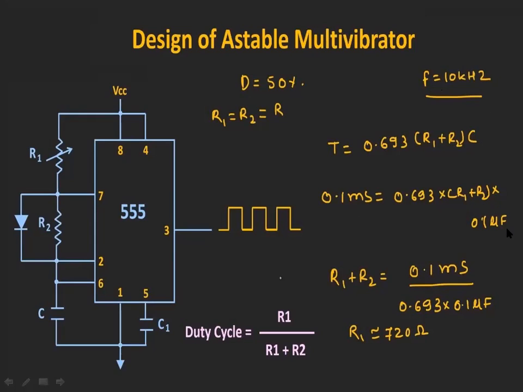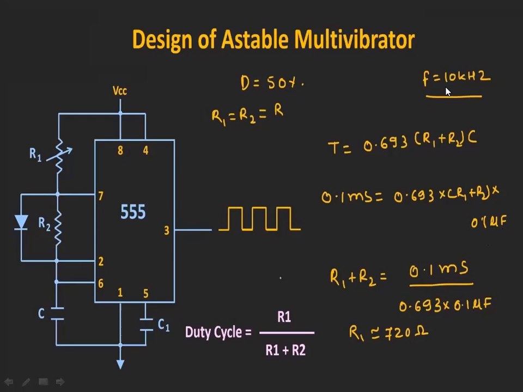We are assuming the C value as 0.1 microfarad, and then we are going to find the R1 value. So R1 plus R2 is equal to 0.1 millisecond divided by 0.693 into 0.1 microfarad, bringing this to the denominator. Assuming that R1 is equal to R2, if you find the value, we get the R1 value as 720 ohms. So R1 is 720 ohms, R2 is 720 ohms, and the C value is 0.1 microfarads.